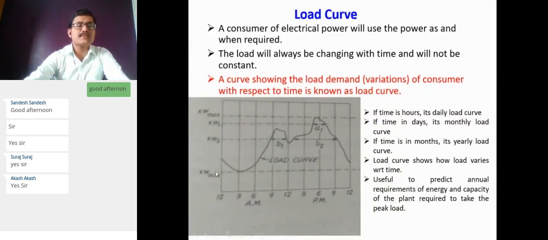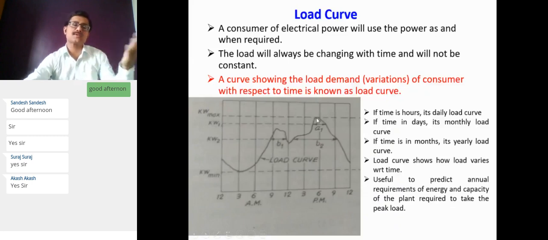Somewhere it will have a minimum value of the load, and somewhere the maximum value of the load. It means that most of the electrical appliances for that consumer are in operating condition, he is using them. At other times they are put in the off condition. So the variation of this load has been plotted over the time interval under consideration, that is 24 hours. So this is nothing but an hourly load curve.